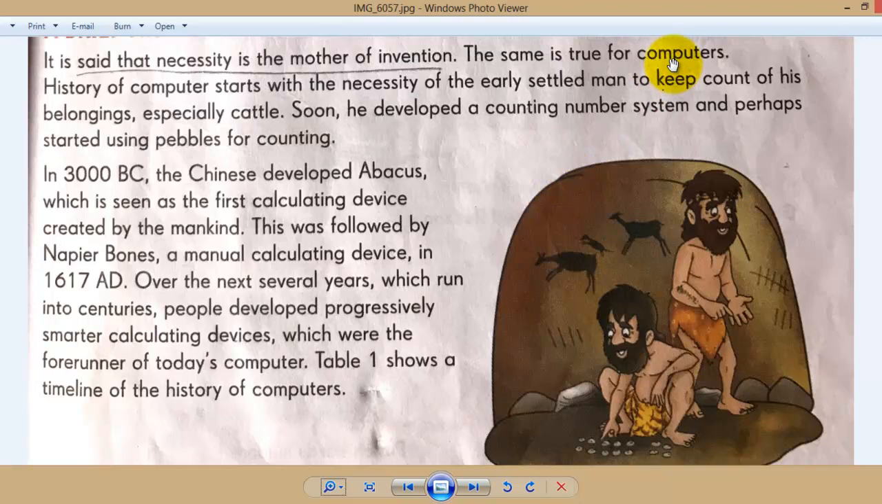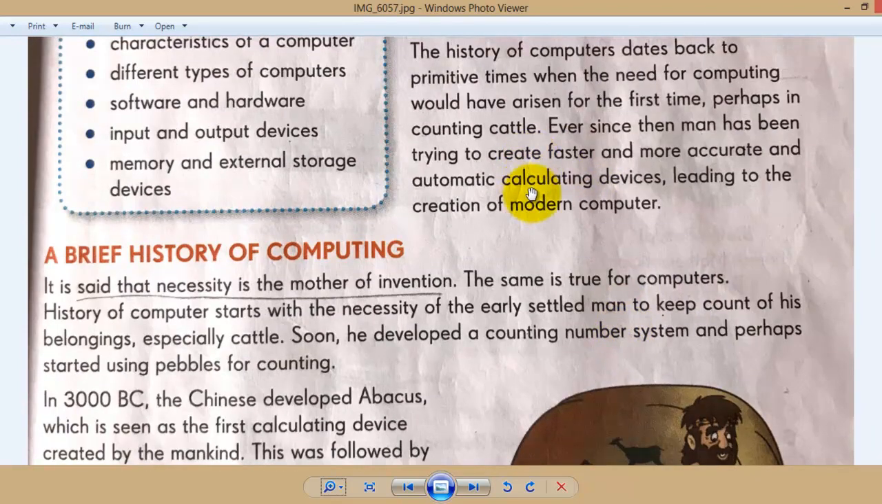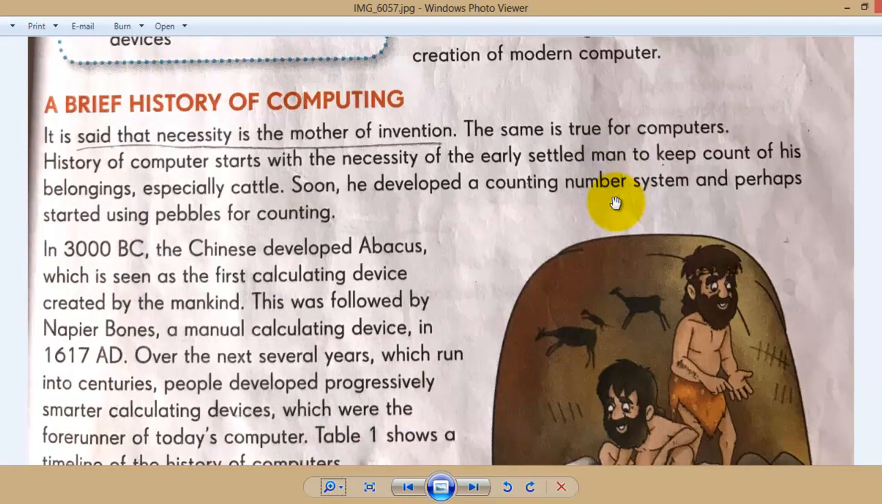People used to think and create another device, and more devices, which are more comfortable. That is the point here: creating faster and more accurate devices. At last, the computer came. The history of computers starts with the necessity of early settled man to keep count of his belongings, especially cattle, like the one which we have already discussed.